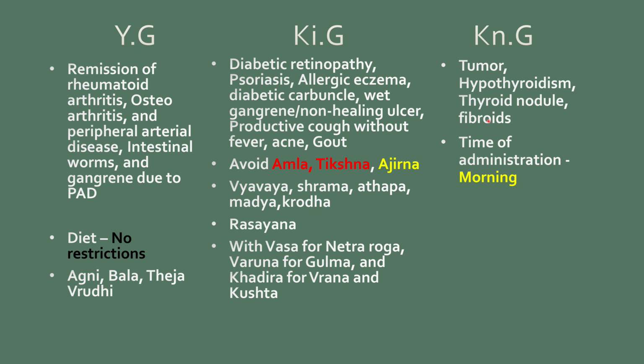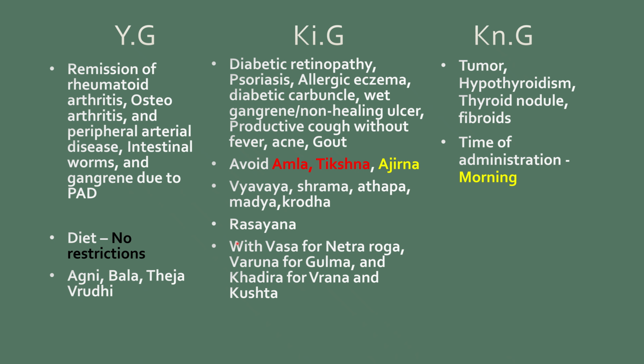For Kanchanara Guggulu, there is a specific administration time. The time of administration is mentioned as Prabhata Kala, that is morning time, because morning time is Kapha Kala. That is why Kanchanara Guggulu is indicated in Kapha Kala. So it can be an entrance question also: which Guggulu is indicated in Prabhata Kala, that is Kanchanara Guggulu, and which Guggulu has no dietary restrictions, that is Yadeshta Aharavan, in which combination is it mentioned? So it is Yogaraja Guggulu. These are entrance questions also.